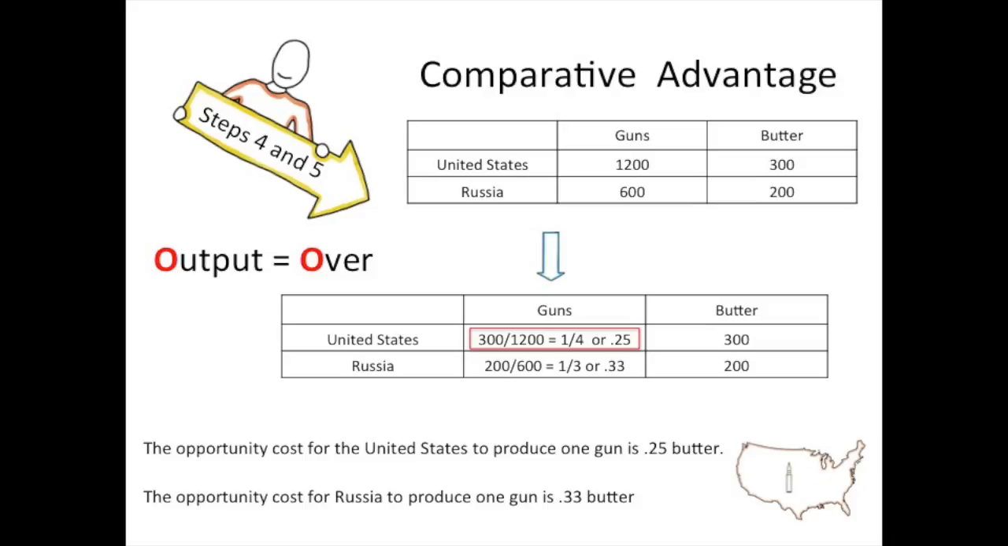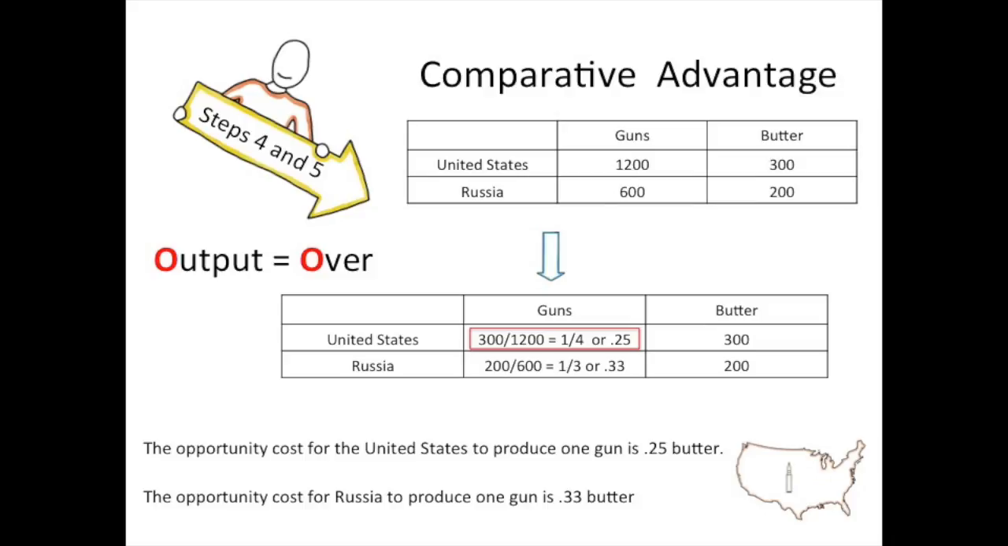Figuring out comparative advantage. Let's start by calculating the opportunity cost for guns. Since this is an output problem and output starts with the letter O, you must put the output of the one product over the output of the other product. Let's focus our attention on the gun column. In order to calculate the opportunity cost, you would take the 300 units of butter for America and place it over the 1,200 units of guns.